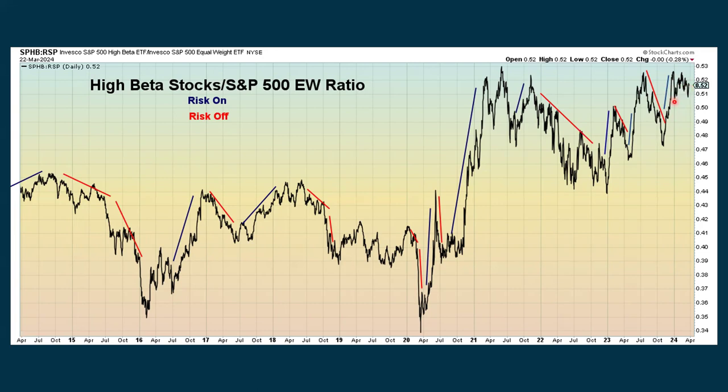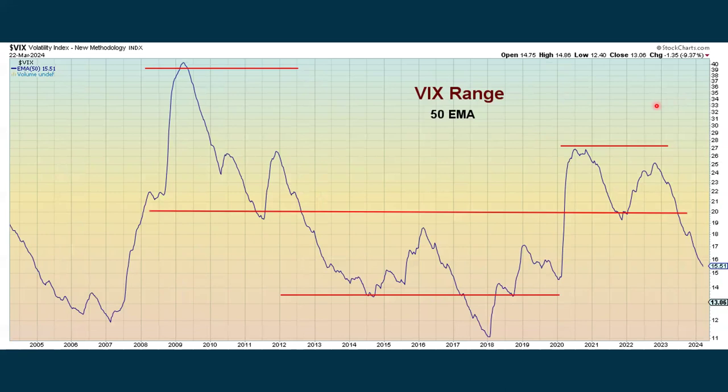Then this is a chart of the VIX, and this is unique just to this video. I do have the VIX on here, but then I turn it invisible. Over top of the VIX, I have a 50-period exponential moving average. And this goes all the way back to 2004. And we want to have an idea: what is the big range of the VIX?